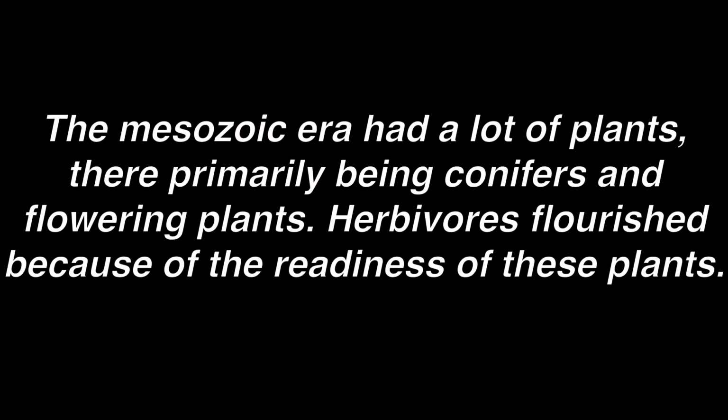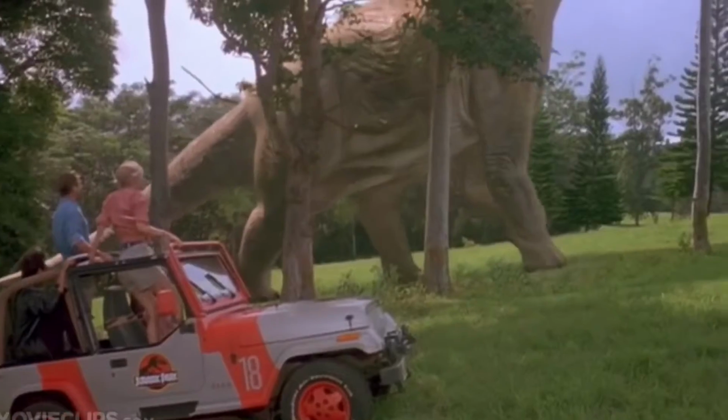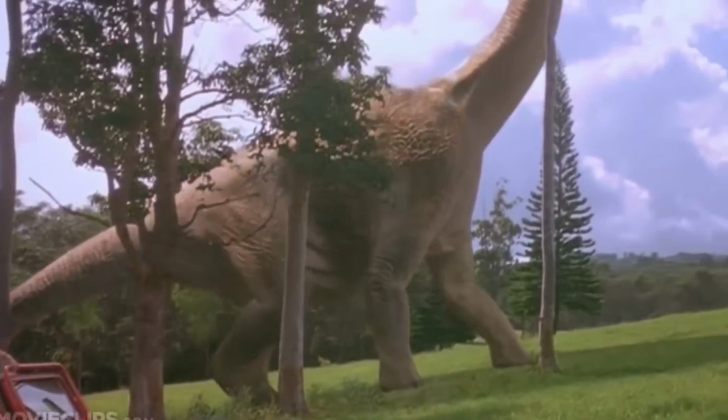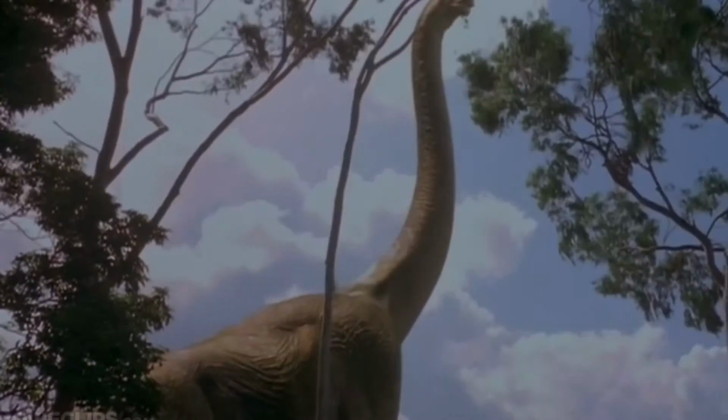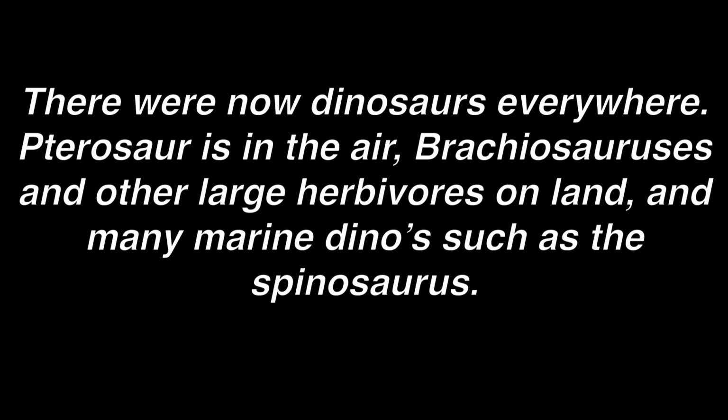The Mesozoic era had a lot of plants, there primarily being conifers and flowering plants. Herbivores flourished because of the readiness of these plants. There were now dinosaurs everywhere, pterosaurs in the air, brachiosaurs and other large herbivores on land, and many marine dinos such as the Spinosaurus.